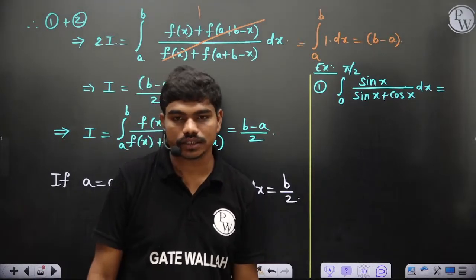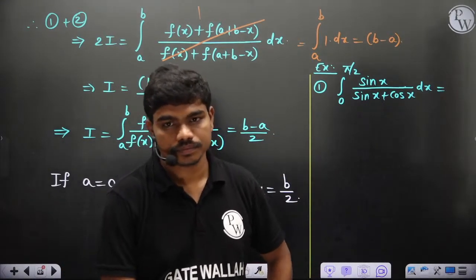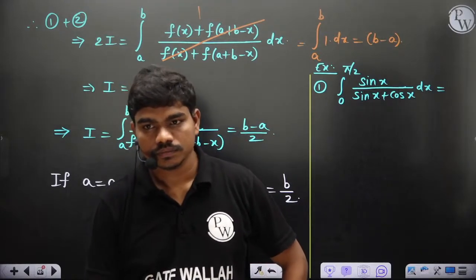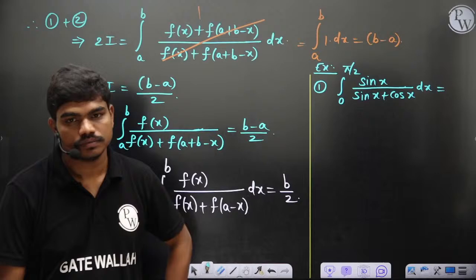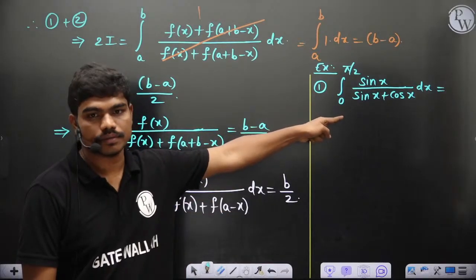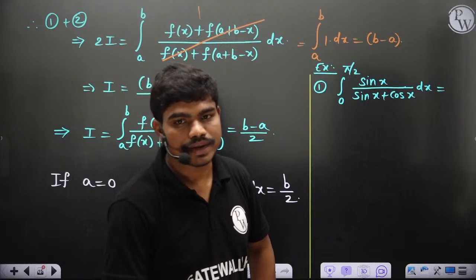Come on, a bit faster. What would be the value of that integral? What is the value of this integration? The lower limit is 0. Okay, pi by 4. That's it.